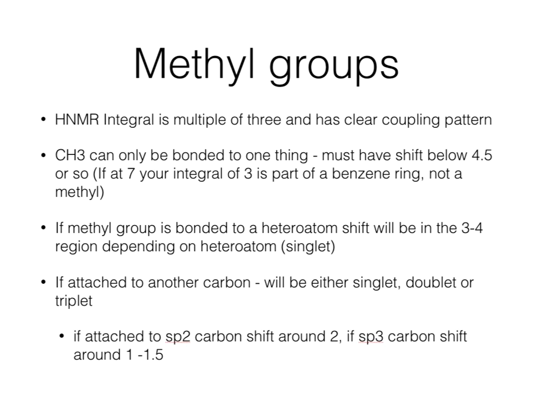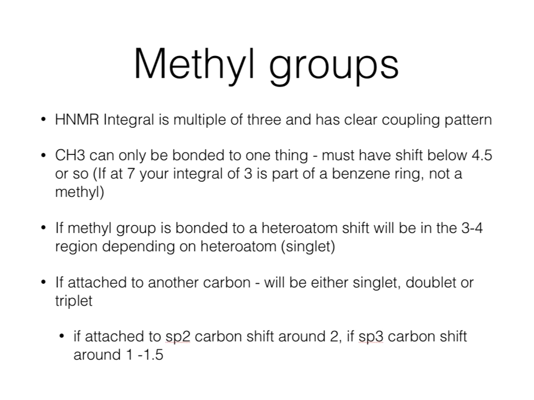Okay, once you've seen a methyl group there on the right-hand side of your spectrum, if it's bonded to a heteroatom, the shift is going to be in the 3 to 4 region, depending on the heteroatom. Oxygen's in the low 4s, nitrogen will be in the low 3s. This will depend on electronegativity. But in any event, your peak for the methyl group bonded to a heteroatom is going to be a singlet because there's no hydrogens for it to be coupled to.